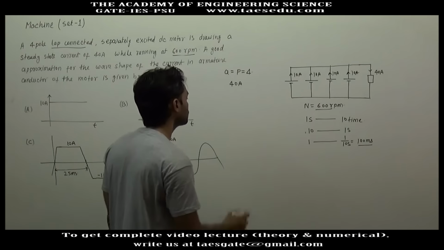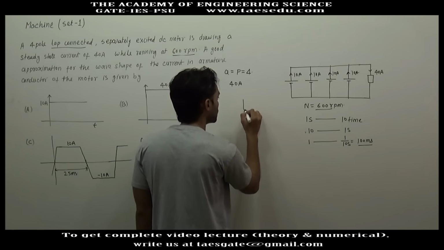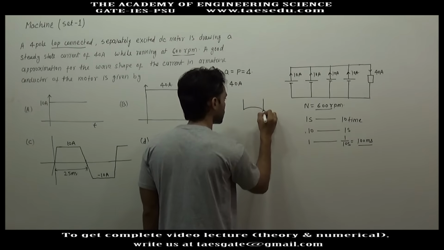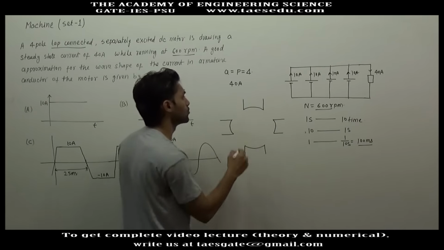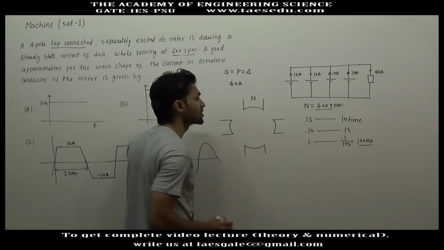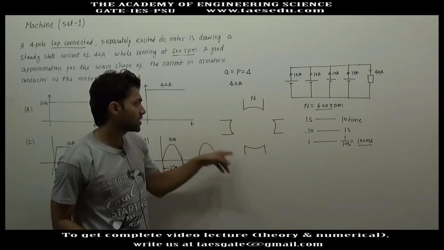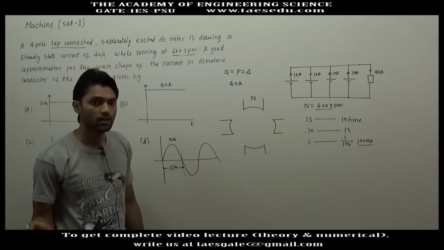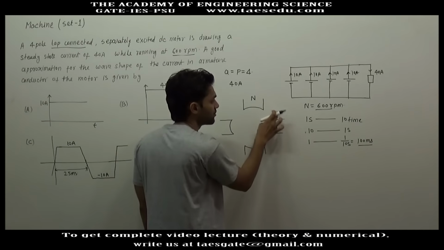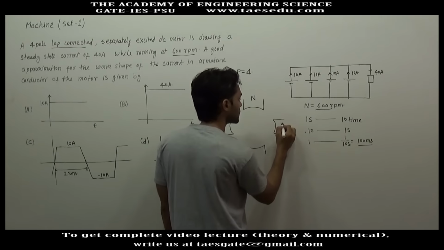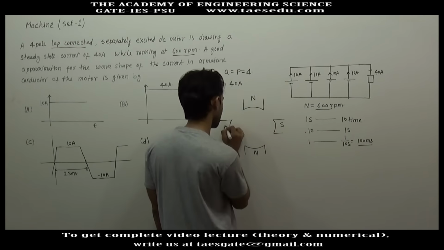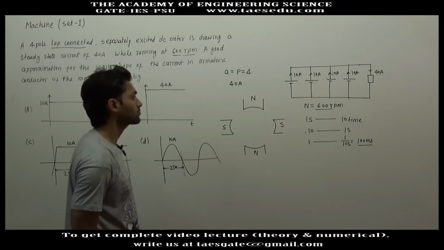Okay. We have a 4-pole DC machine. Let us draw it. Let's say these are the 4 poles. This is north pole. In machines we have studied that the poles have to be alternately south pole and north pole. There cannot be 2 consecutive north poles or 2 south poles. So if this is north pole, this will be south, this is north, and this is south.